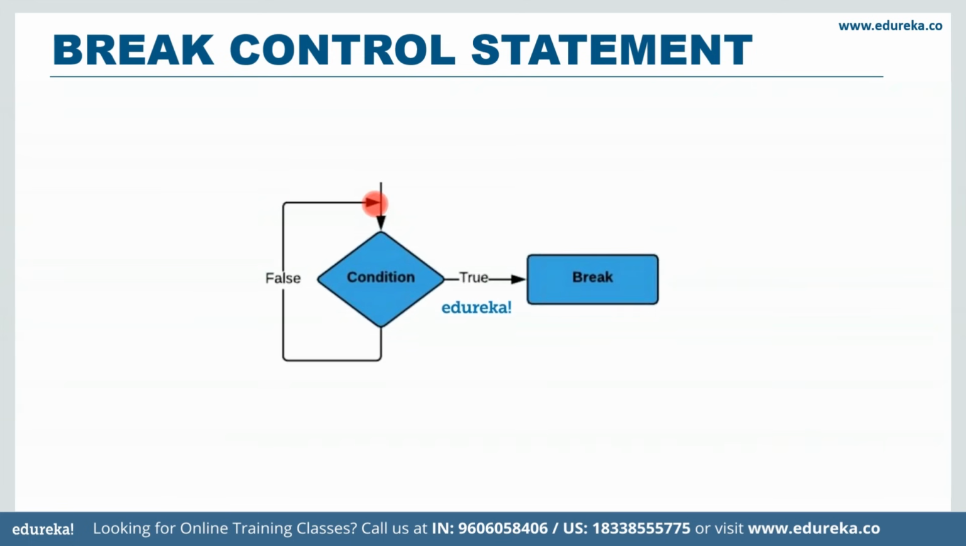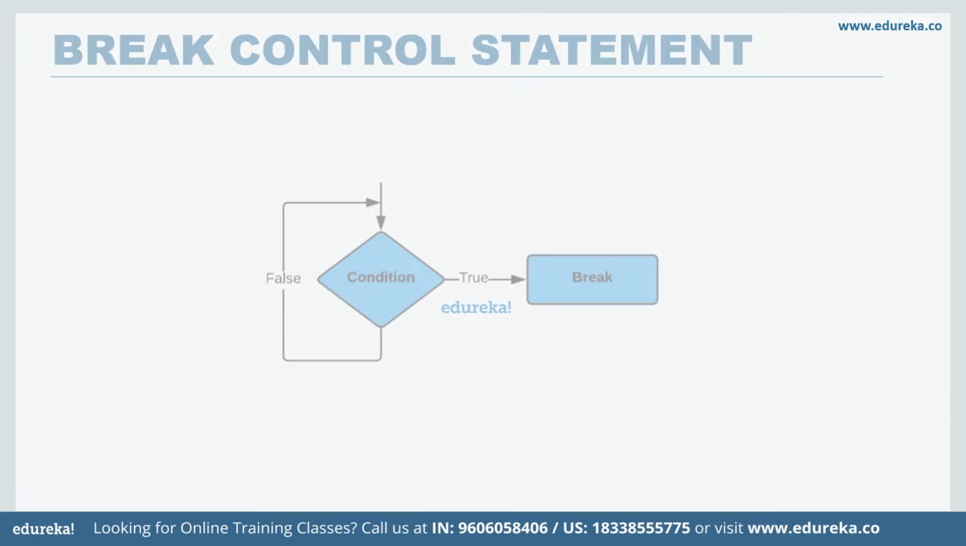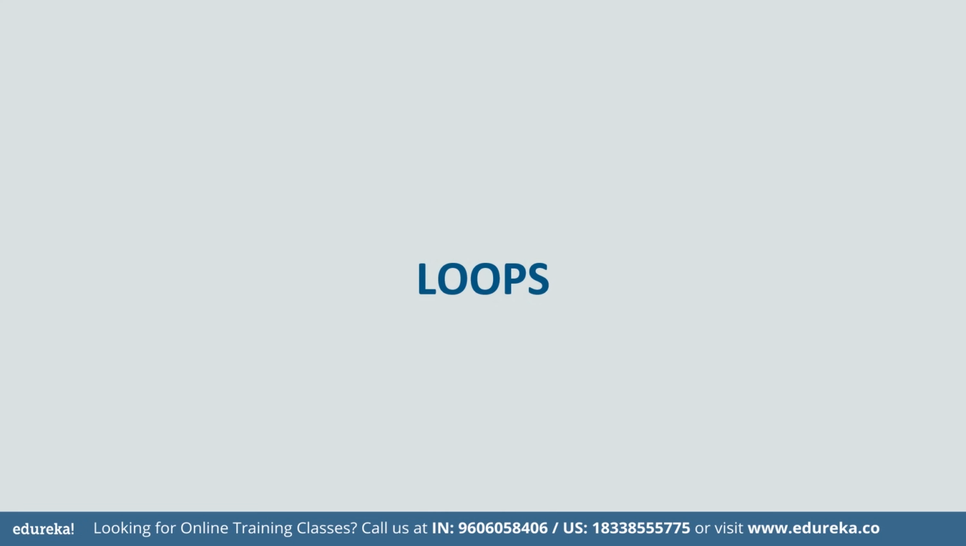Firstly, the condition is checked. The control checks the condition, and if it finds the condition is valid, then very next, the control flow from that particular block of code will be blocked and the control takes an exit. In case the control finds the condition to be invalid, then the same condition is continued for one more time. So this is how the break control statement works. Followed by this, let us continue with the loops in C++ program.